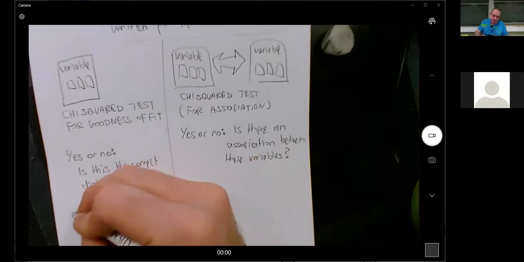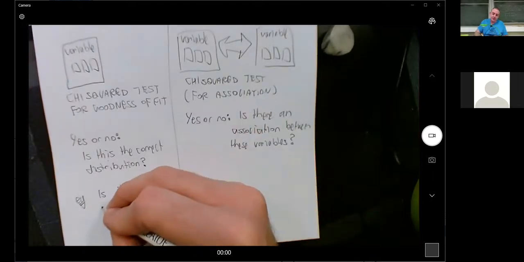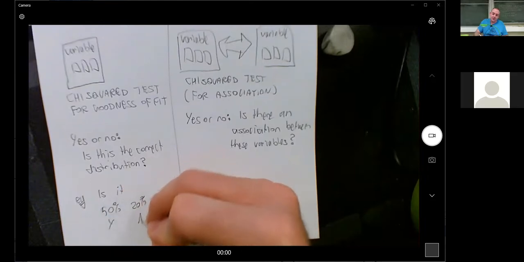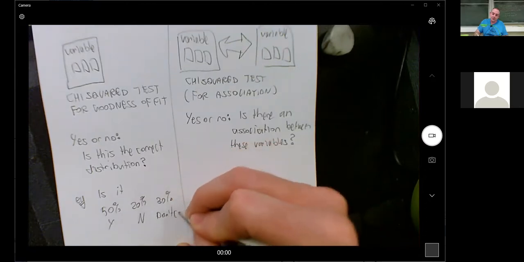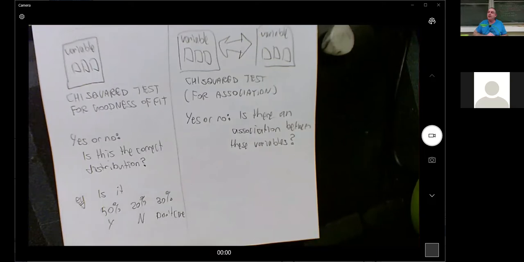So, for example, is it 50% yes, 20% no, 30% don't care? That's the yes or no question it's answering. You might ask people, do you think yes or no, or do you not care? And I can say, for all possible people, is it this distribution? That's the sort of question I'm asking. But I could also be asking any other combination of these to decide if the data I've got is consistent with all people falling into those categories in that way, and just happening to randomly pick people that fall into the categories the way I've got them.